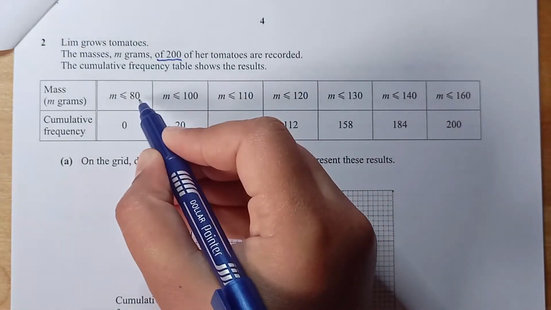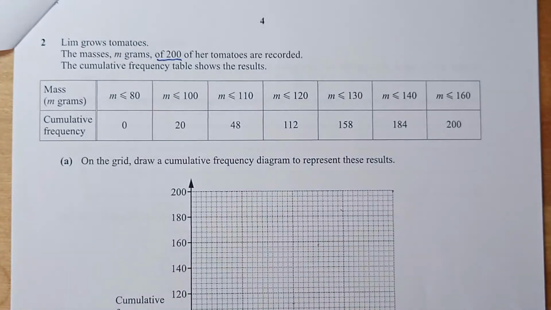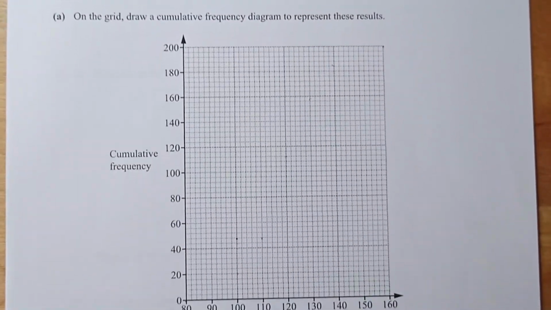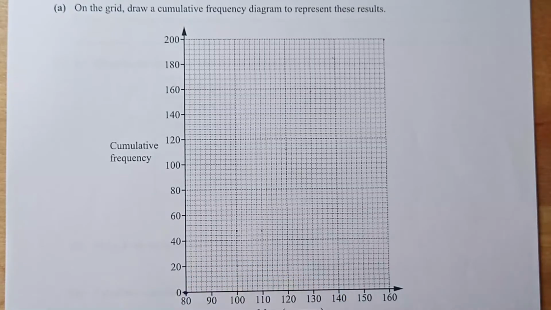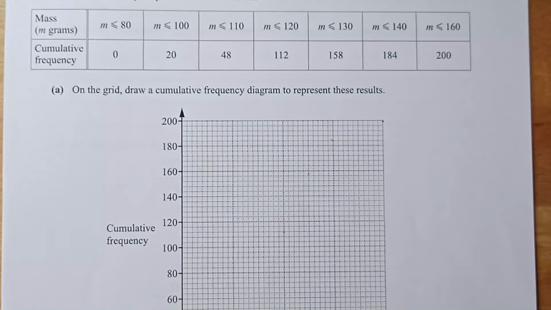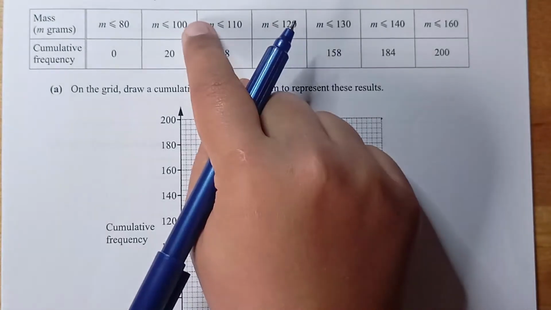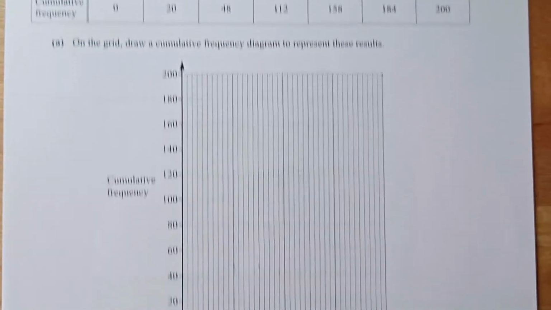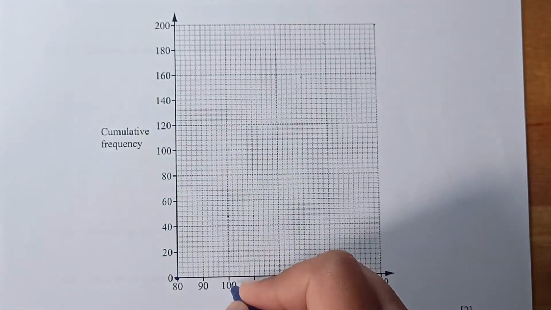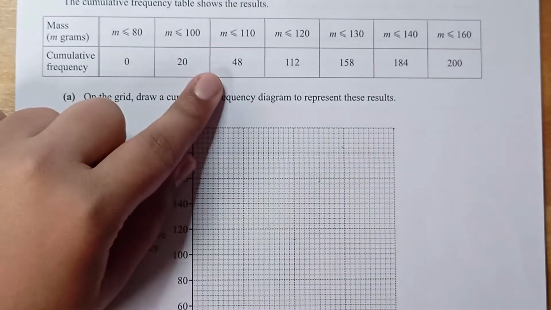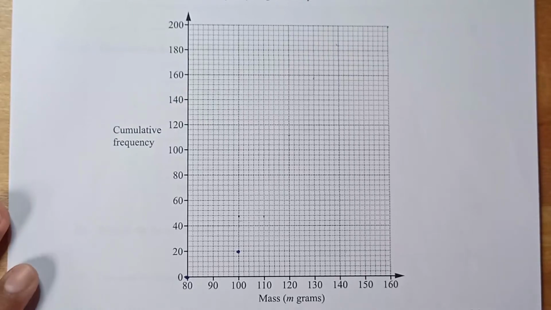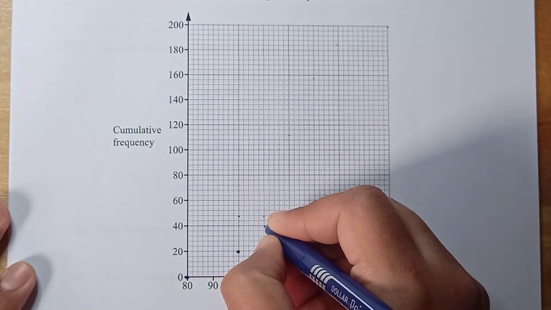When the mass is 80, the cumulative frequency is 0. Okay, so let me plot it. Mass is 80, cumulative frequency 0. This would be the first point. Now for the second point, when mass is 100, the cumulative frequency is 20. For 110, it is 48.